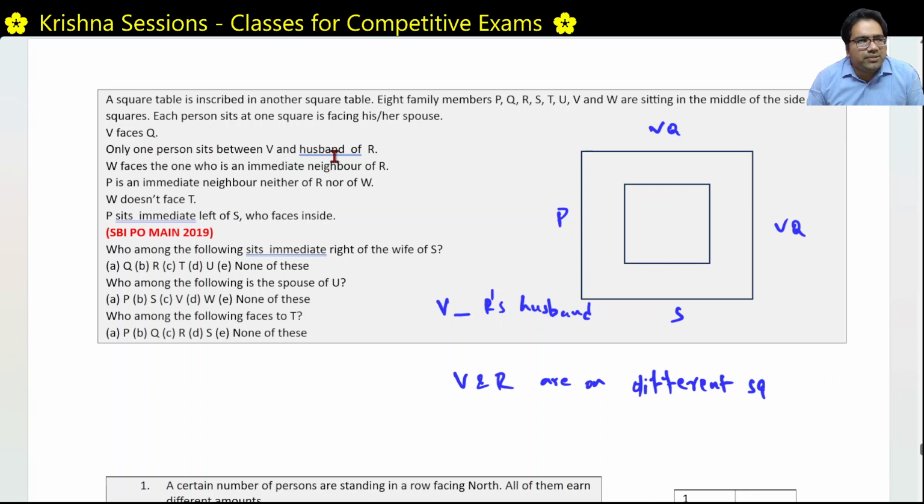Only one person sits between V and husband of R. What does that mean? Husband of R and V are not sitting in the same square only. Other than that, only one person can sit between them, right? It cannot happen that V is sitting in one square and R's husband is sitting in another square. Then there is no concept of one person sitting between them. V and R's husband are actually sitting on the same square.